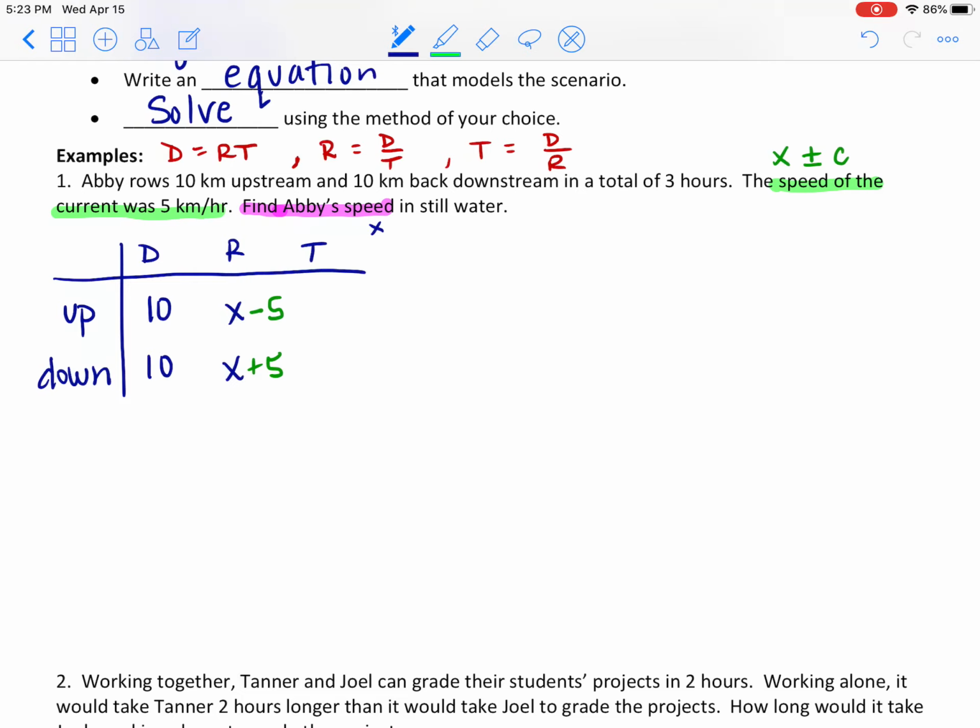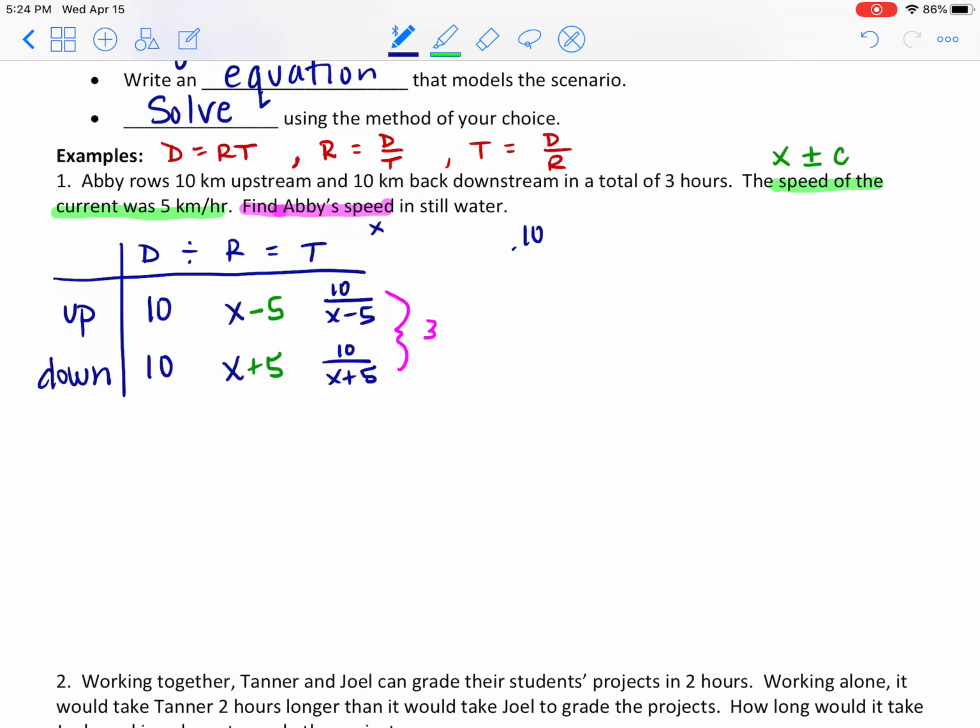Okay, now it tells us that the total time for both trips is 3 hours, but I don't know how much of that time was spent upstream, and I don't know how much of the time was spent downstream. So I can't put any amount of time in either one of those spots, and this is what's telling me which version of the formula to use. Since I don't have anything to go in either of those time spots, I'm going to use the t equals formula. The t equals says distance divided by rate. So I'm going to take the distance of 10 and divide by the rate of x minus 5. The same thing here, take the distance of 10, divide by the rate of x plus 5. And then the total of 3 hours comes in next. These 2 trips together have to make 3 hours.